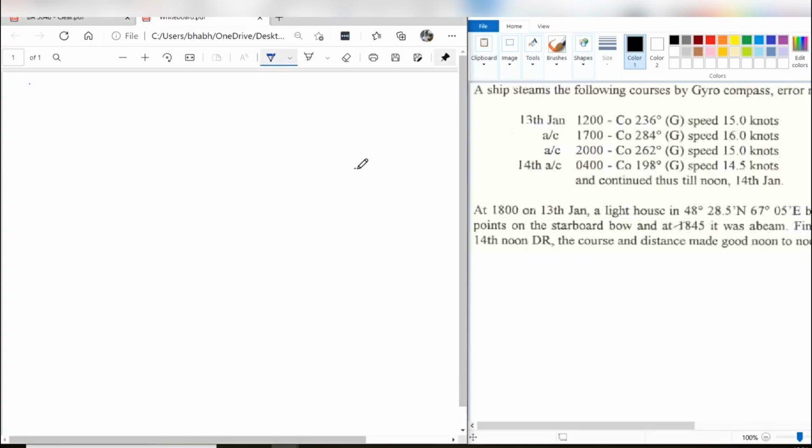So let's mark the 13th noon position. Let me say that this is point A. This is my 13th noon position. So the latitude and longitude is not given. So you see how this question is different, they have not given us the latitude and longitude. So anyway, the course steered is 236. So let's mark 236.